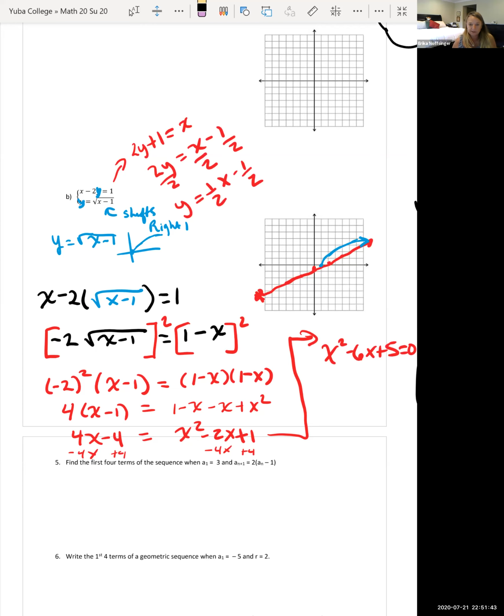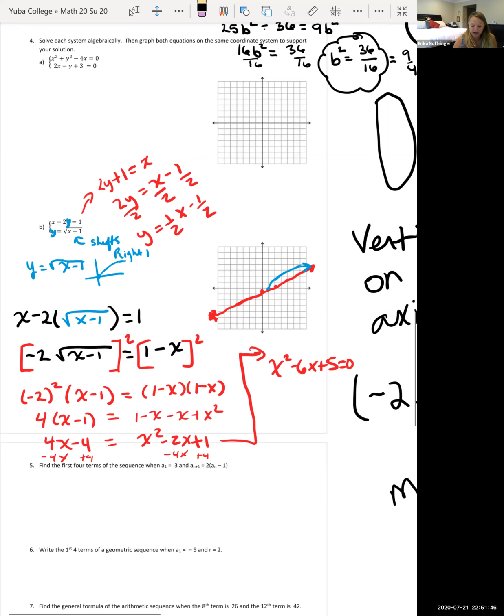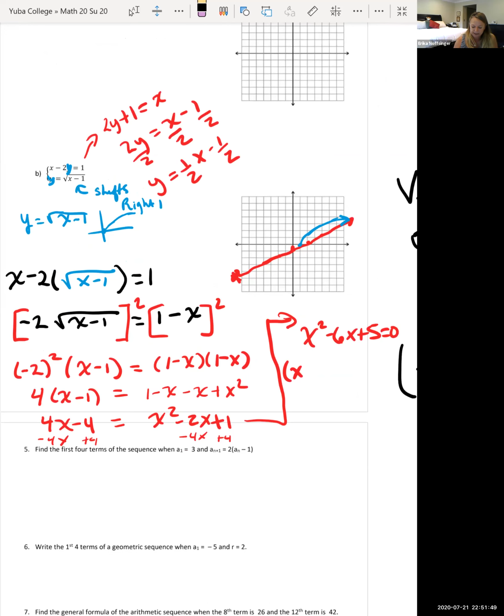I notice this factors. There are 2 numbers that multiply to a positive 5 and add to a negative 6. That would be negative 1 and negative 5. So this would be at x equals 1 and at x equals 5. So x equals 1 is right here at that point. This is not our point. We have to go back in and figure out what y is.